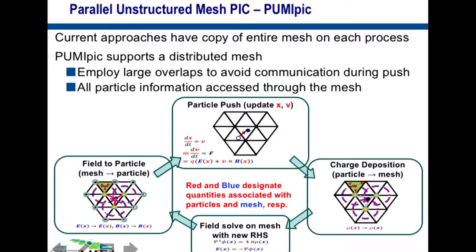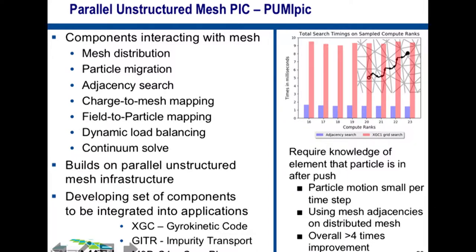That is, if I want to find out about particles, I've got to go to the mesh to begin with. So in doing this, the components we need to develop are an appropriate distributed mesh, the ability to do particle migration, and adjacency search, because we're not going to want to be doing a global search on the background grid because we don't have a particle data structure anymore. And then we have to do the standard operations in a PIC of doing the particle to mesh and field back to the particle. We're going to need to support dynamic load balancing and do the continuum solve.